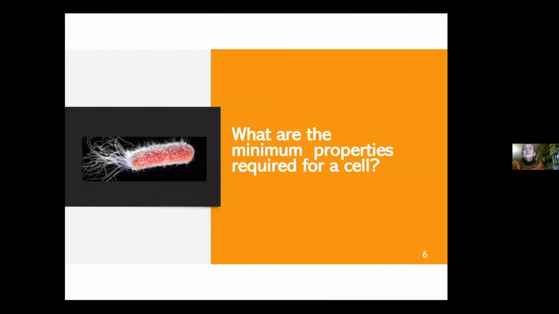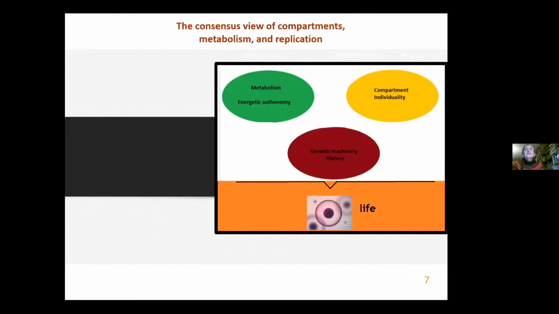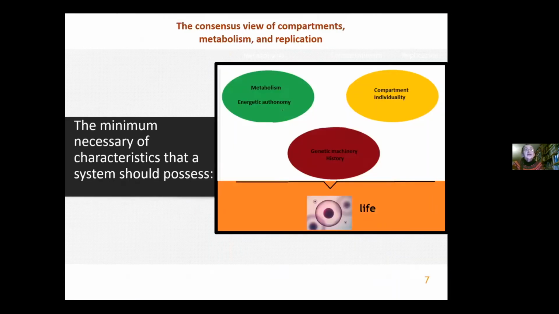What are the minimum properties required for a cell? A consensus view of the necessary characteristics that a system should possess is three: metabolism, which gives energetic autonomy; compartments, which give individuality; and genetic machinery, which gives history. All these systems need organic compounds to function. So in order to have all this, we need abiotic synthesis of organic compounds.